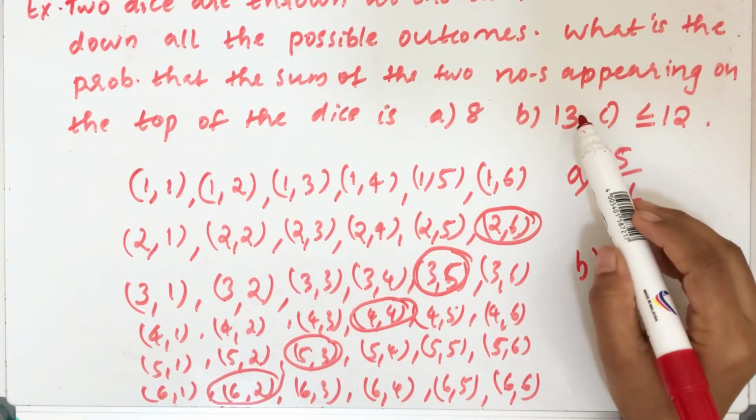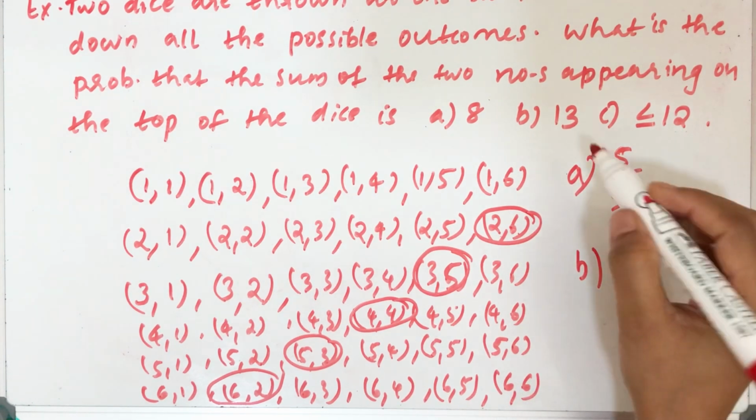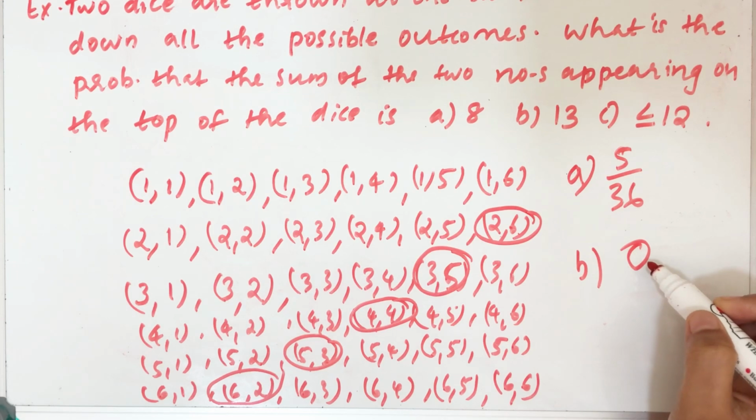Second question, sum is 13. See here, the greatest number is 6, 6. The sum is 12. It cannot get a sum 13. So here the possibility is 0. So this is an impossible event.